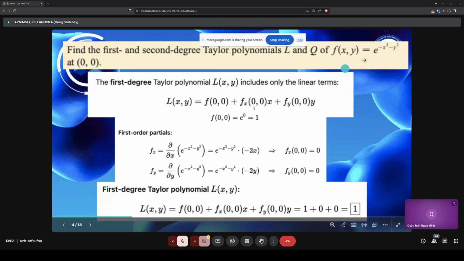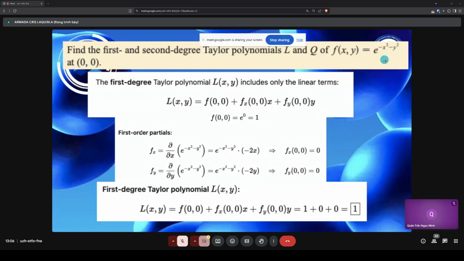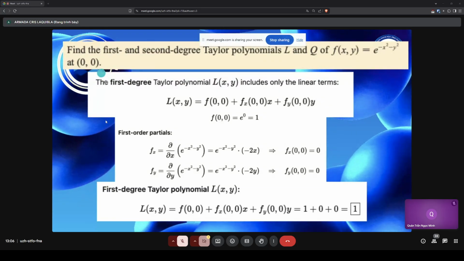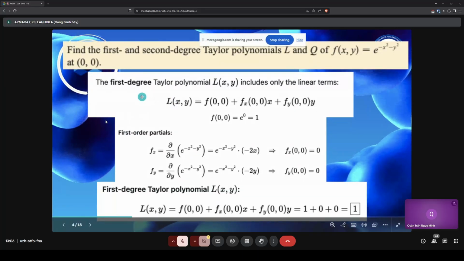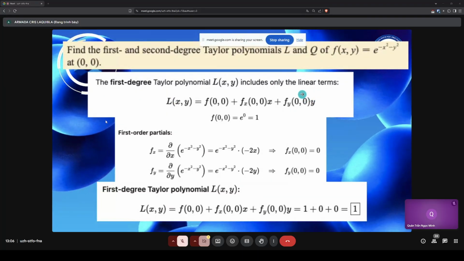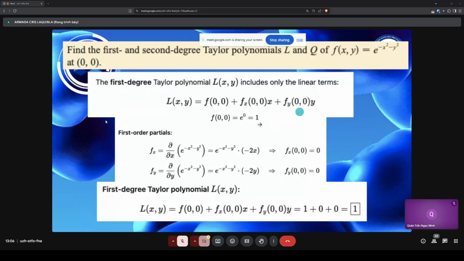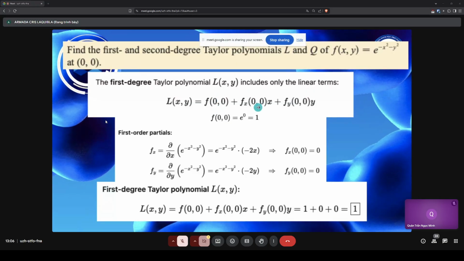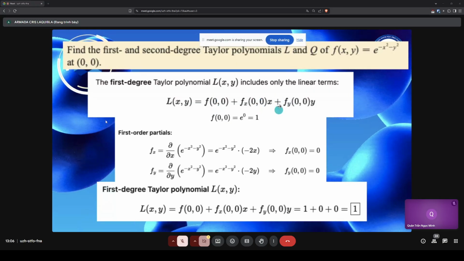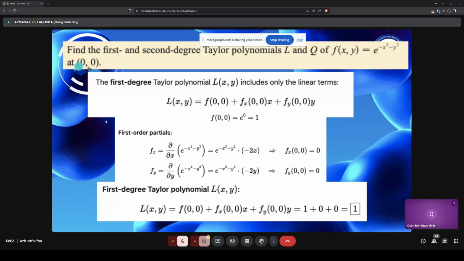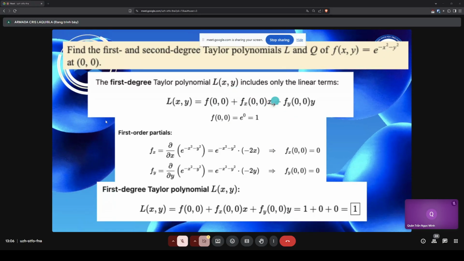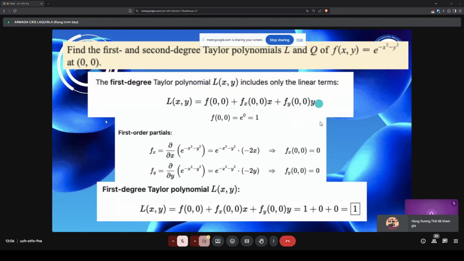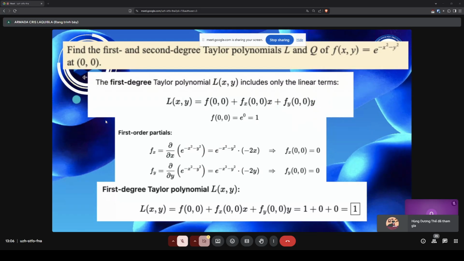Here we have: find the first and second degree Taylor polynomials L and Q of f of (x, y) equal to e to the power of negative x squared minus y squared at (0, 0). The first degree Taylor polynomial L of (x, y) includes only linear terms. So it will be f of (0, 0) plus f_x (0, 0) times (x minus a). Your a there is 0 because this is (0, 0), so you cannot see a minus here. Then f_y (0, 0) times (y minus b), and your b is 0.